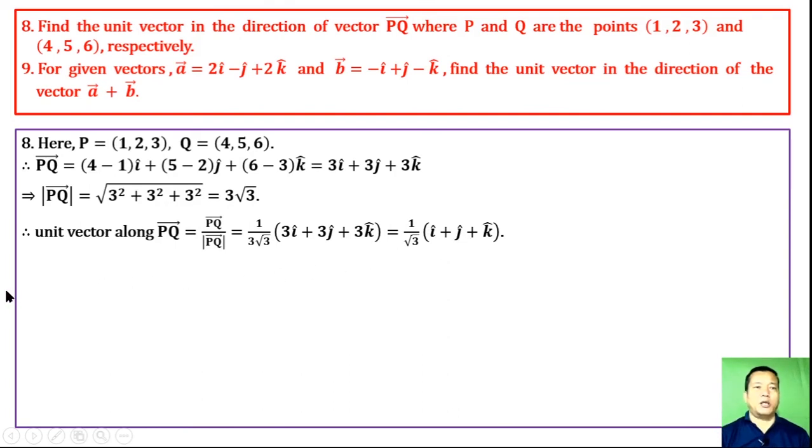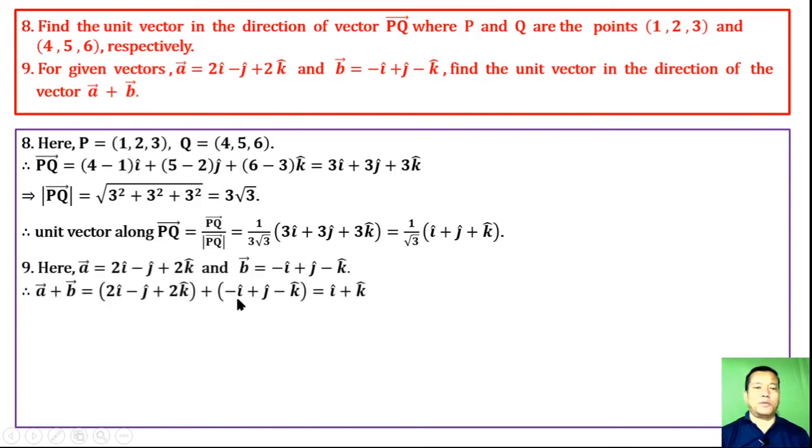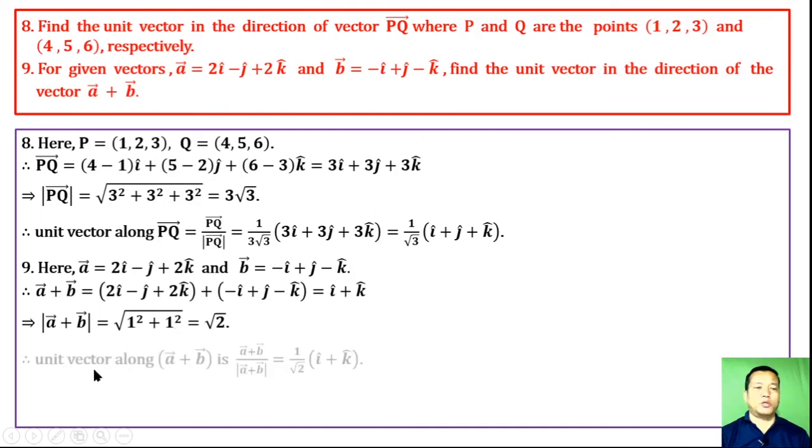For question number 9, for given vectors a vector equal to this, b vector equal to this, find the unit vector in the direction of the vector a plus b. Here a plus b is obtained by combining the i terms, the j terms and the k terms and summing up. Therefore its magnitude is root over 1 squared plus 1 squared, that is square root of 2. Therefore the unit vector along a vector plus b vector is a vector plus b vector divided by its magnitude, which is equal to 1 by root 2 times i cap plus k cap.